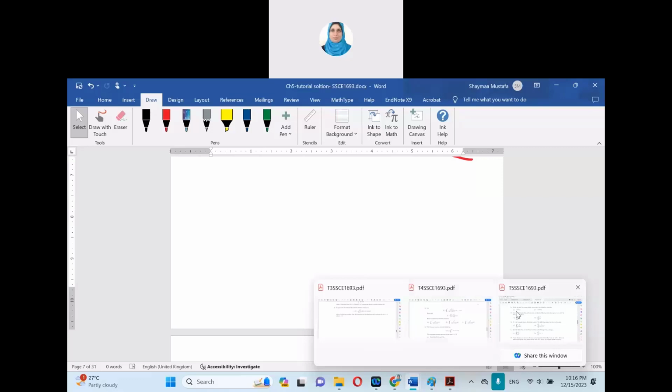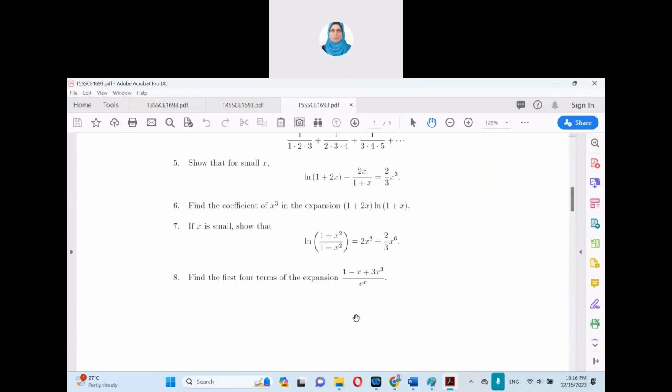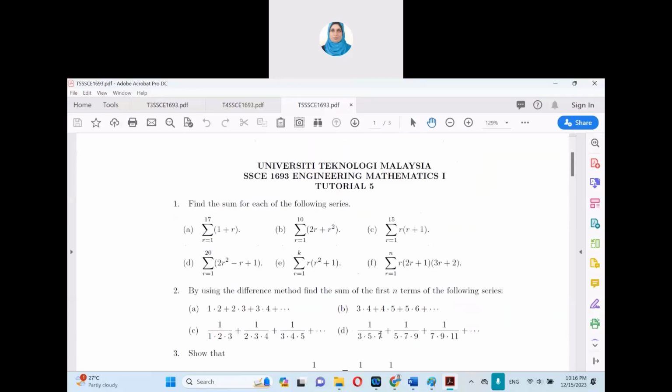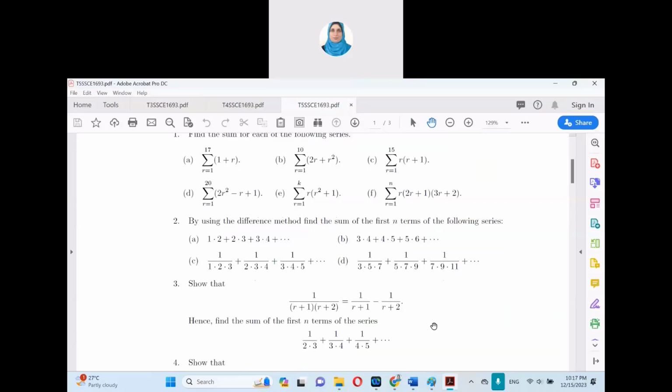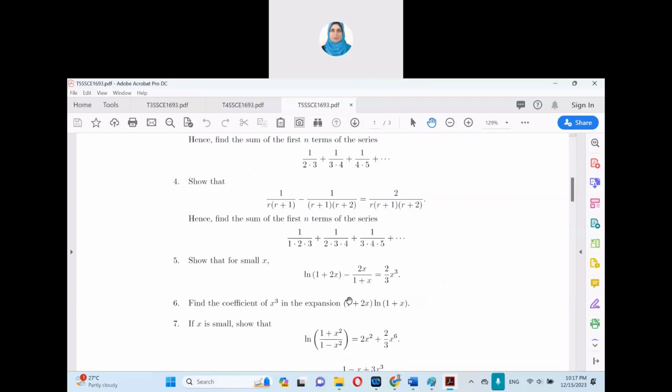Any more questions? For 2D also, I will send you the 2D in chapter 5, and I will send you the solution also. This one, 3, 5, 7, 5, 7, 9, is similar to C. Similar for C, but here we go for odd numbers, same idea.